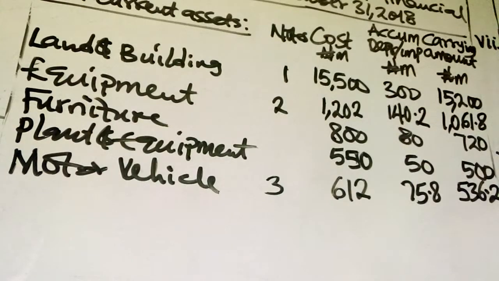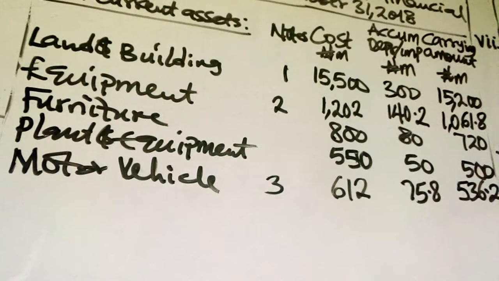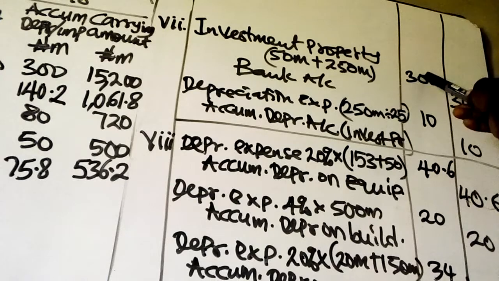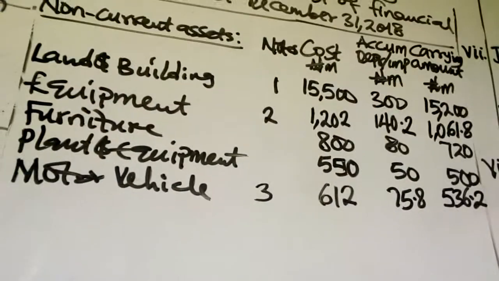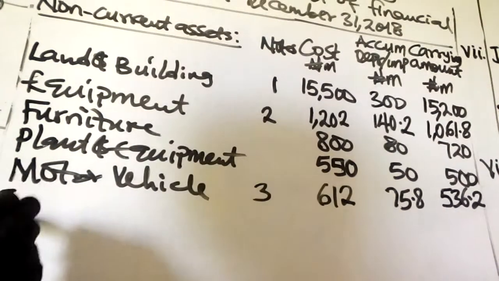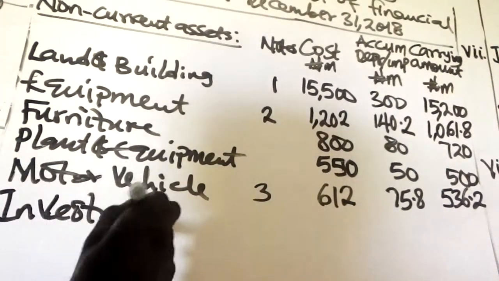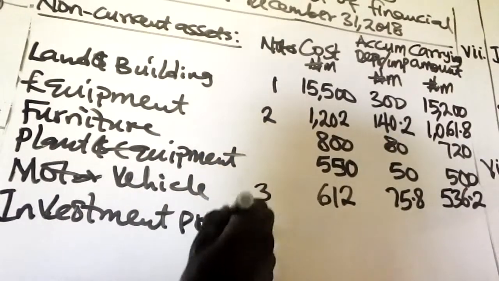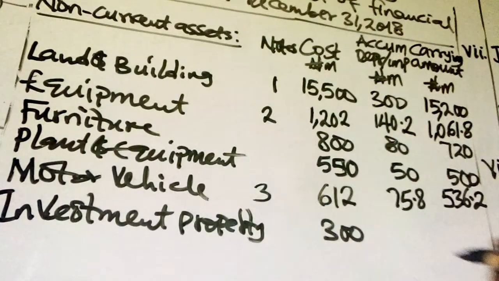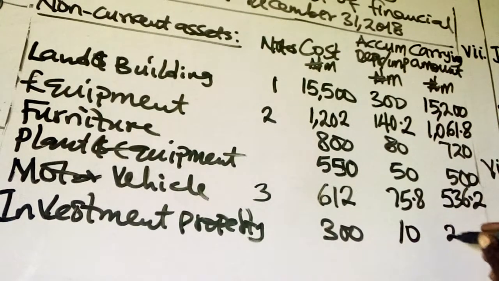Then note 7, we have investment property. Investment property cost is 300,000 and depreciation of 10. So now let's have that. Investment property. Cost is 300. Depreciation is 10. And the carrying amount will be 290.